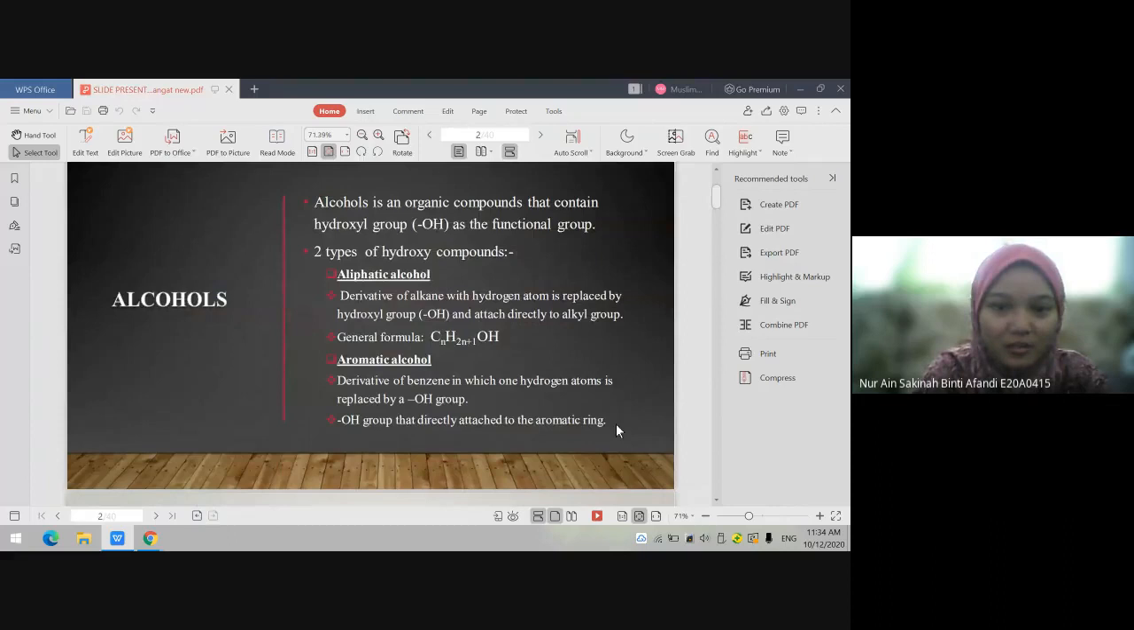Alcohol is an organic compound that contains hydroxyl group as the functional group. There are two types of hydroxyl compound, which is aliphatic alcohol and aromatic alcohol. Aliphatic alcohol is an alkane that attached with alcohol. Aromatic alcohol is benzene that attached with alcohol.